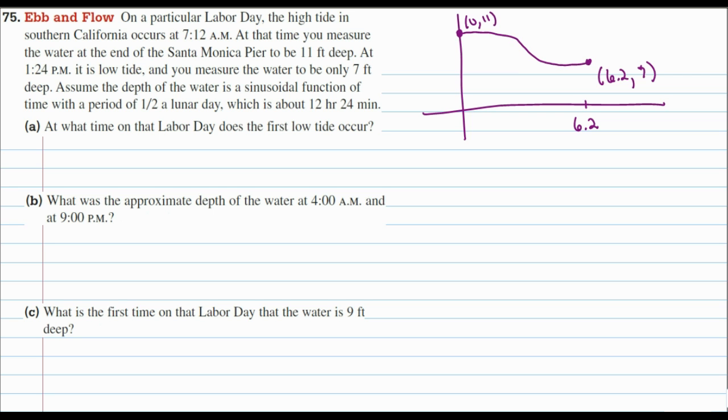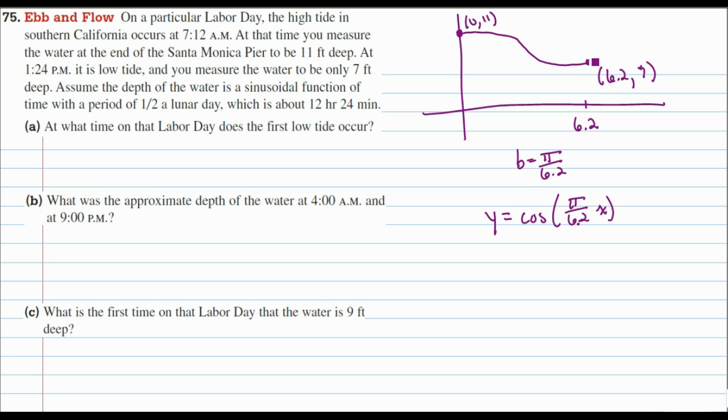Now again, we're going to assume the depth of the water is a sinusoidal function of time with a period of 1/2 of a lunar day, which is about 12 hours and 24 minutes. Well, just like the last problem, that means my B value is going to be pi over 6.2, similar to the example. So far I've got y equals, we're going to use cosine of x again, and then times pi over 6.2x.